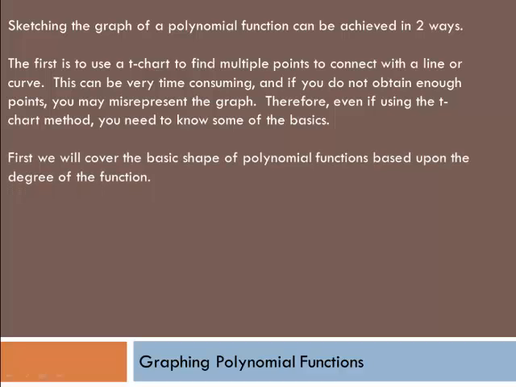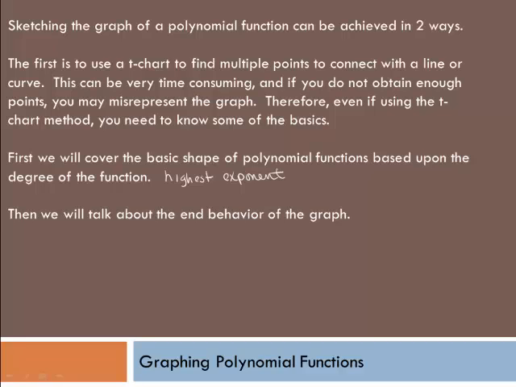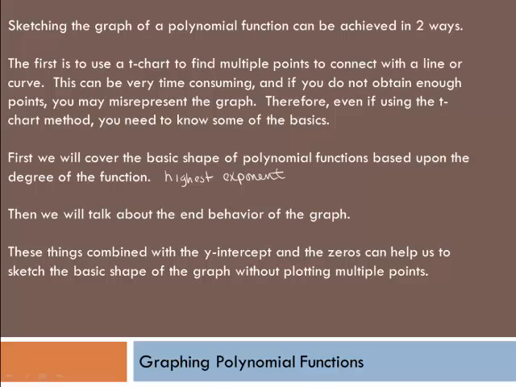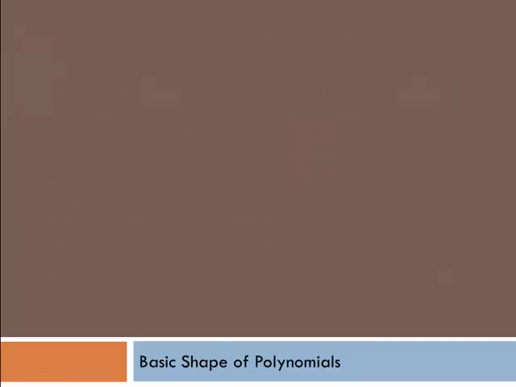We need to cover the basic shape of the polynomial functions based upon the degree. And remember, the degree is the highest exponent. And then we talk about the end behavior of the graph. And then when we combine these with the y-intercept and the zeros, it can help us sketch the basic shape of the graph without plotting multiple points.